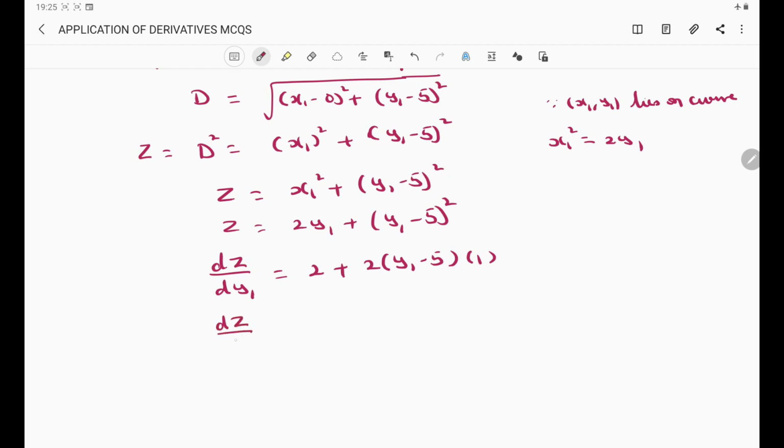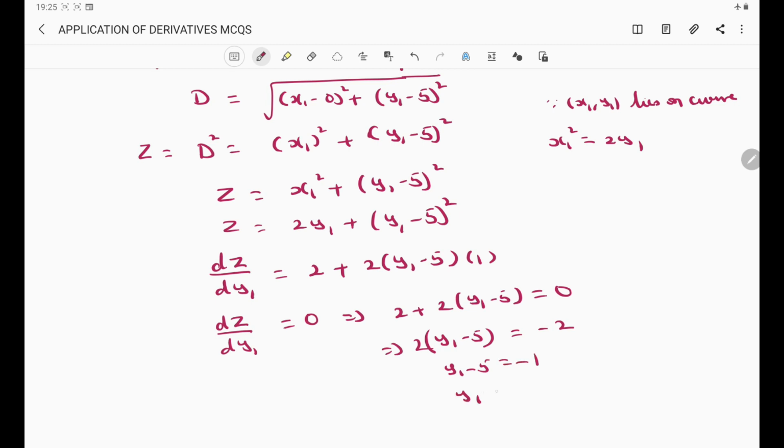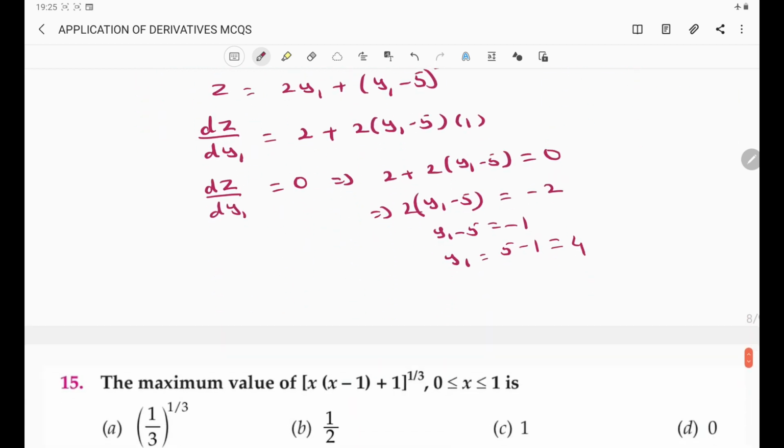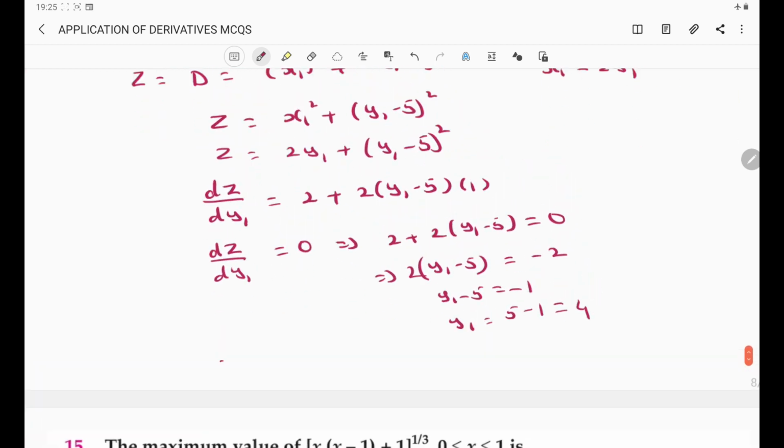So we put dz by dy1 equal to 0, which implies 2 plus 2 into y1 minus 5 equal to 0, which implies y1 minus 5 into 2 equal to minus 2, or y1 minus 5 equal to minus 1, or y1 equal to 5 minus 1, that's equal to 4. So we got the value of y1 is equal to 4. Therefore the point of contact has y1 equal to 4, and what is x1?